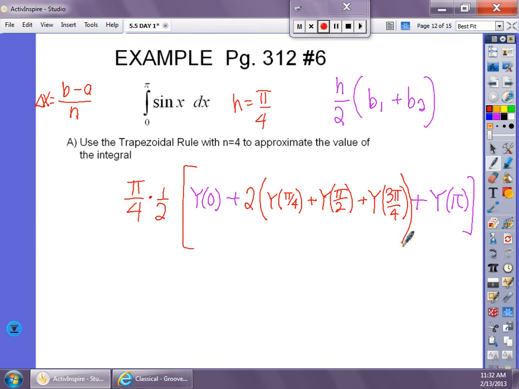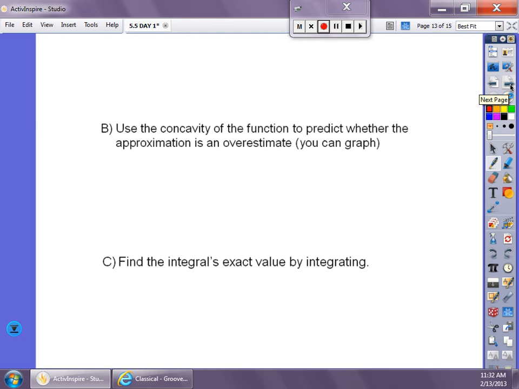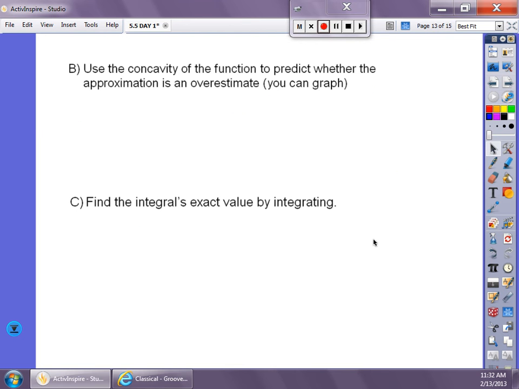Letter A done. Letter B. All right, use the concavity to predict whether or not. So obviously I helped you out with that instead of just asking, is it over or under? So sine of x. The reason I do this problem is because you hear f double prime, people think they have to find f double prime and do a sign chart and check if it's a plus or a minus. That works, completely works, but if you can graph the function, you can use the graph of it.